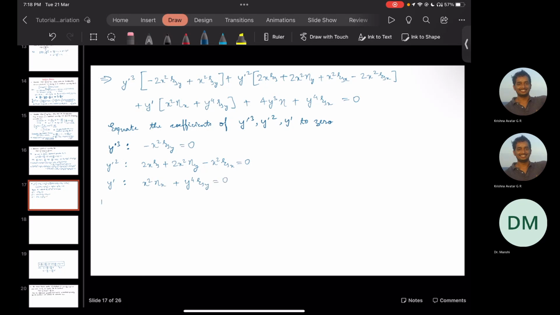And the remaining terms. Since this equation was already equal to 0, we are left with 4y cubed eta plus y to the power 4 xi x is equal to 0. Fine.